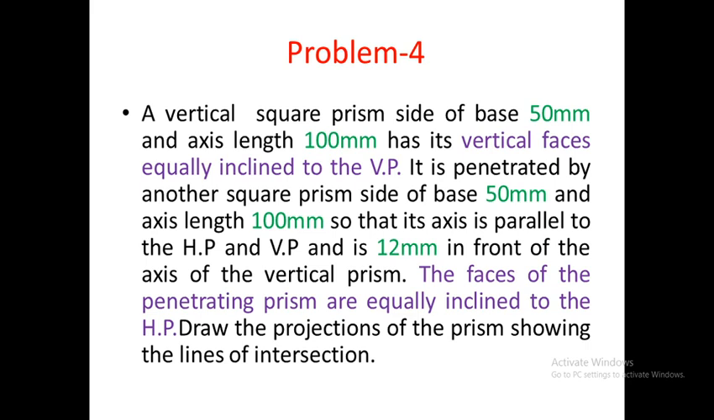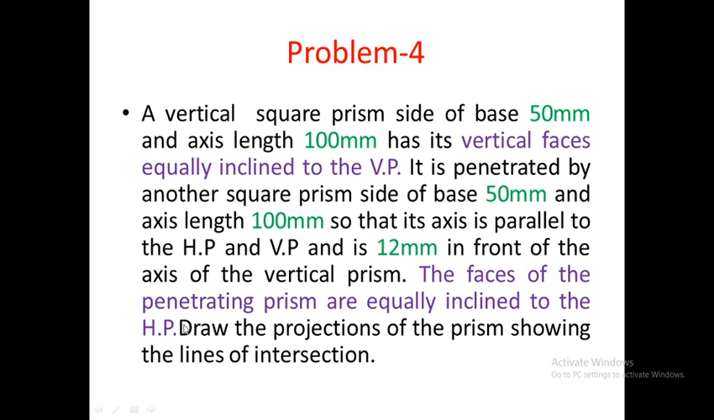So that its axis is parallel to HP and VP and 12 mm in front of the axis of the vertical prism. Now here the axis of the horizontal square prism is 12 mm in front of the axis of the vertical prism. It means the axes are not bisecting each other. They are offset at a distance of 12 mm with respect to each other. The faces of the penetrating prism are equally inclined to HP.